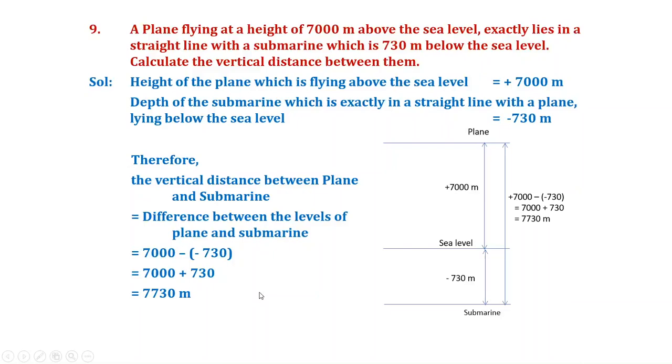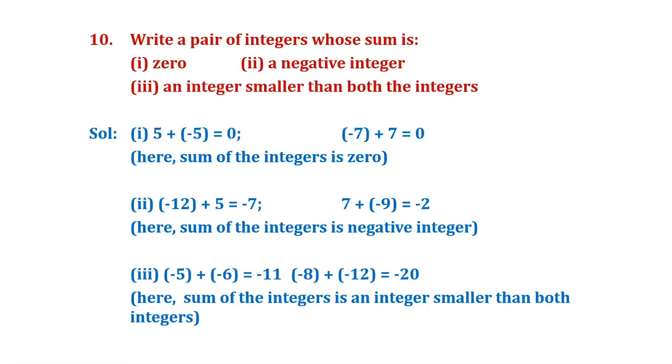So, next problem here. Write a pair of integers whose sum is 0, whose sum is a negative integer, whose sum is an integer smaller than both the integers. How can you find out a pair of integers whose sum is 0? Whose sum is 0, how can you find out?